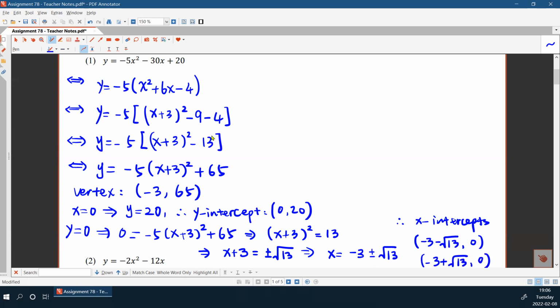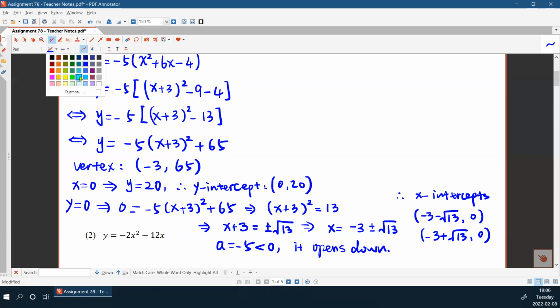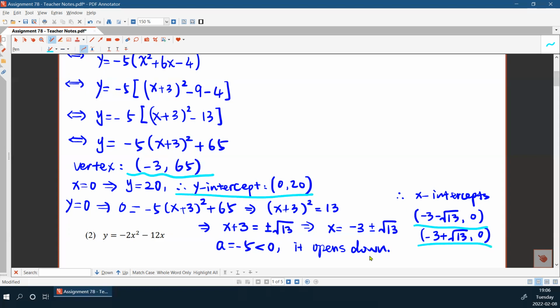And last is the leading coefficient a. a is apparently -5, right? Which is less than 0. So this function opens downward. Okay, so we have gathered all the key information regarding this function: the vertex, the y-intercept, the x-intercepts, and the direction. Then we can sketch its graph, right?